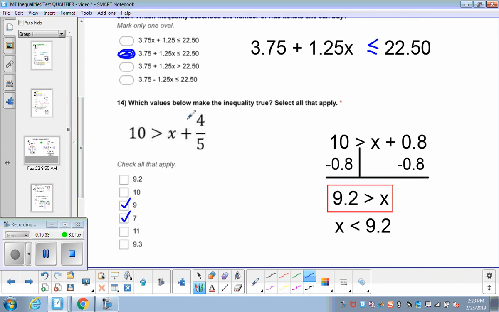All right, for this next one, 4/5 is not a coefficient, so we do not multiply by the reciprocal. 4/5 here is a constant, so I have just made it the 0.8, and now we're going to subtract 0.8 on both sides and cancel it out. X will be over here, and 10 minus 0.8 would be 9.2. So we want anything that is less than the 9.2. Over here, the question asks, which values below make the inequality true? So we don't want to pick 9.2 because it's not or equal to. We will pick 9 because it is less than, and we will pick 7 because it is less than.